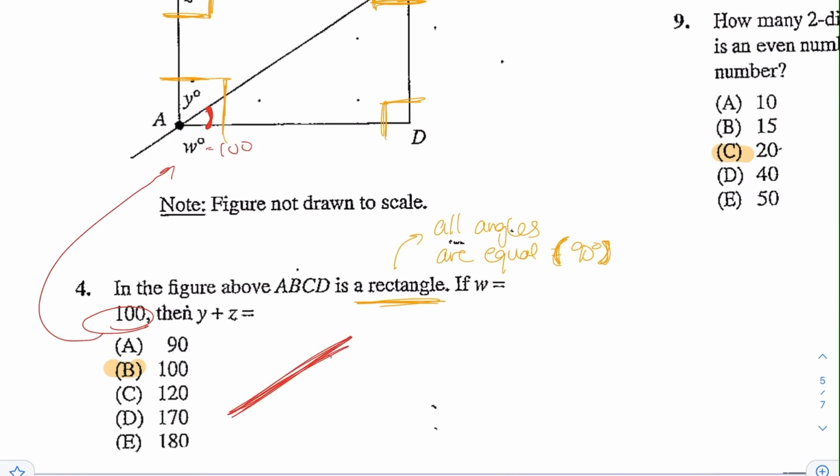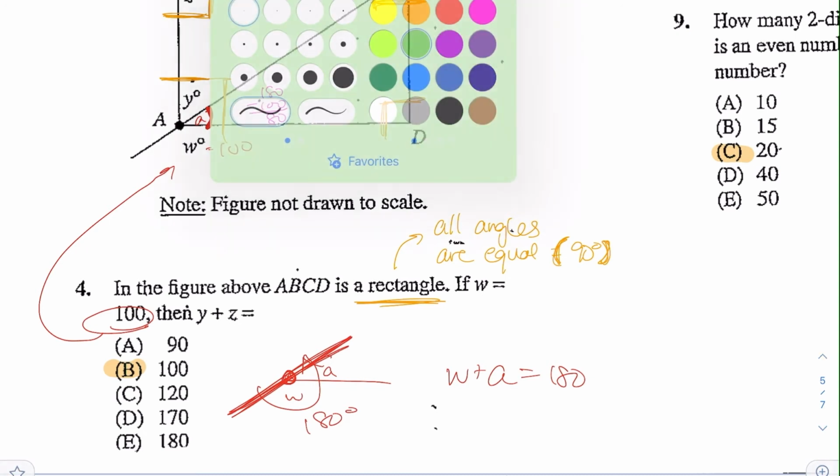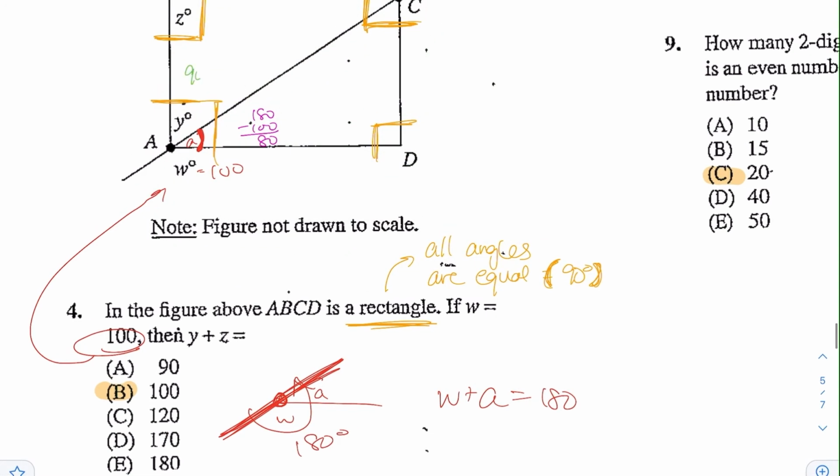So we have a straight line here. This angle is equal to 180 degrees, and this angle is made up of 2 angles, W plus this missing angle, which we don't know what it is, so we can call it A. W plus A has to be 180 degrees. Now, W is equal to 100, so that means that A would be equal to 180 minus 100, or 80 degrees. So if A is equal to 80 degrees, that means that Y would be 90 degrees minus 80 degrees, which is equal to 10.